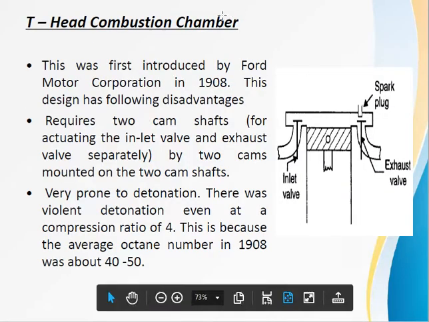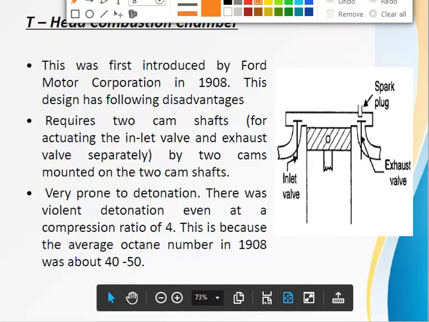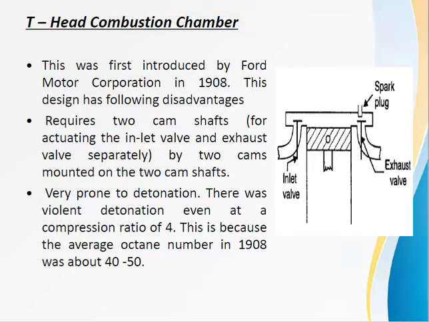Now let us start with the T head combustion chamber. In this, let us go through the construction first. In this type of combustion chamber, you can see there is an inlet valve here at the left side of the engine, and to the right side of the engine you have the exhaust valve, and the spark plug is placed near the exhaust valve.